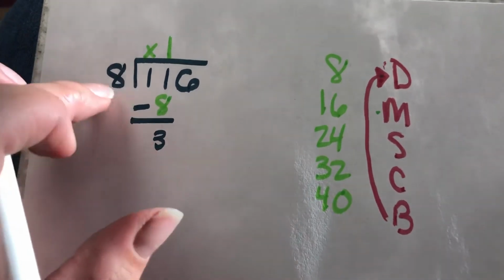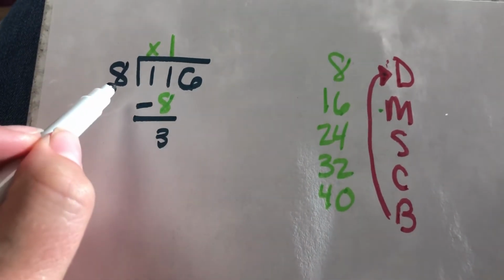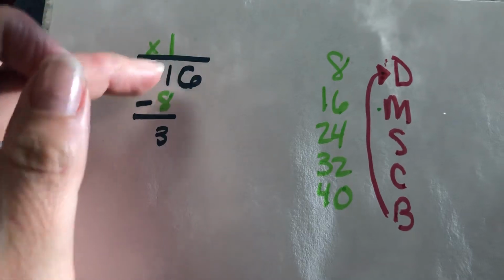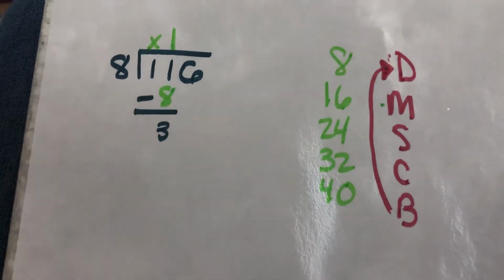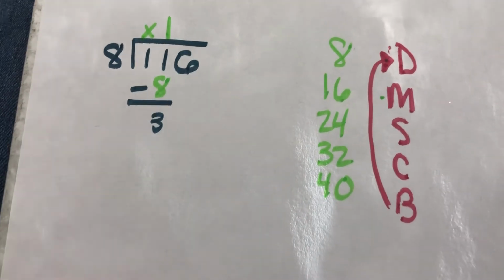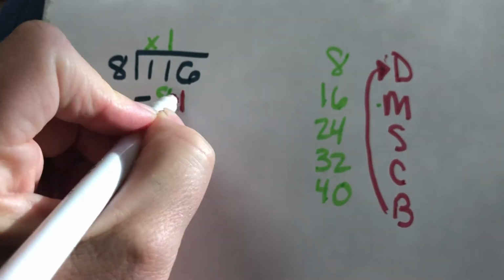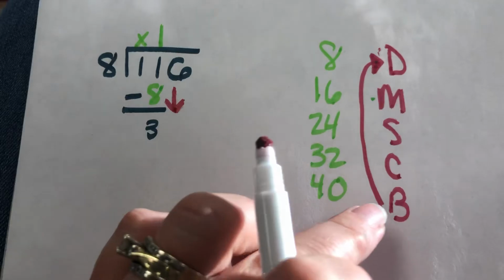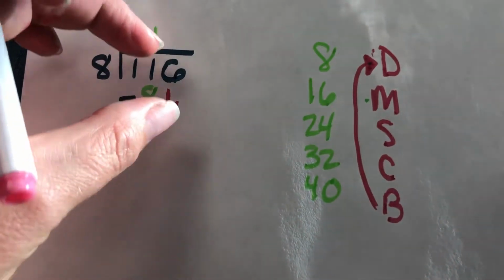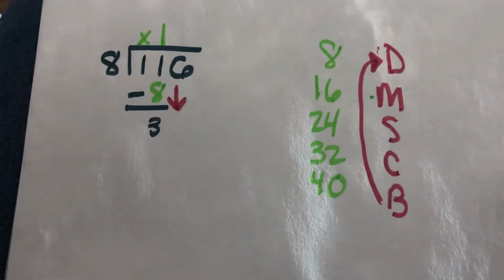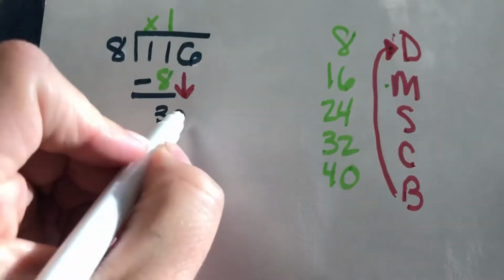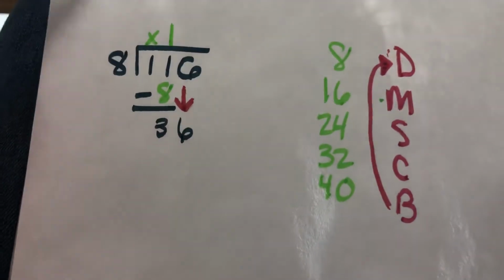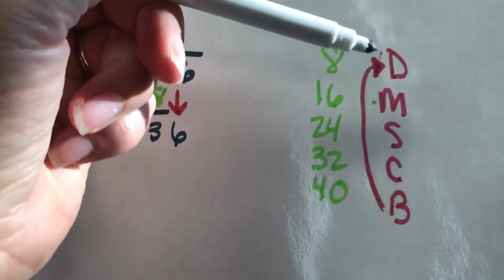Subtract, compare. Do I have enough tens to make another group? Do I need to go back here? No, 3 is not enough to make another group. So I'm good. I'm on the right track. After I compare, bring down another place value if you have it available. If it's not available, then you can't, right? So I'm going to bring down my 6. So now I'm repeating all over again. Then repeat if you're not done.